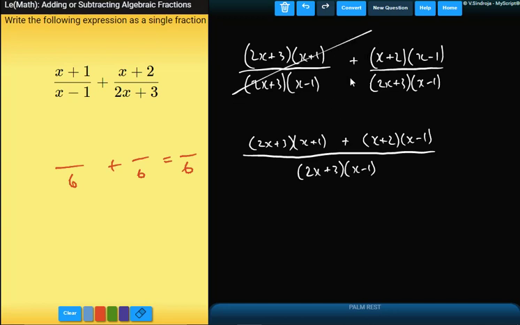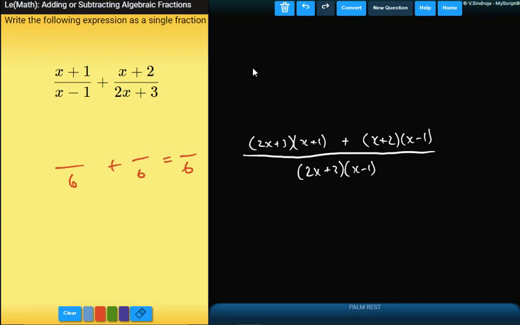I'm going to get rid of that. I'm going to get rid of that. So let me draw another fraction line. On the top, I might do it quickly on this one, and I might do it the long-winded way on this one. So this is going to be 2x squared. Remember, 2x times x is 2x squared, plus 2x times 1, so it's 2x. 3 times x is 3x, plus 3 times 1 is 3.